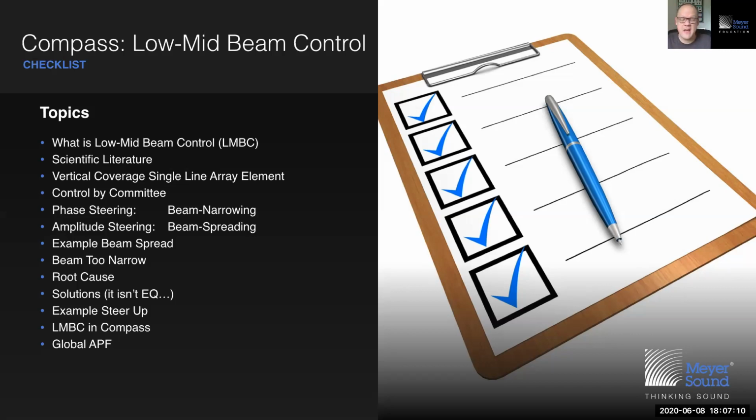Then once we've had our first encounter with LMBC, we're going to look at an example of a steer up application. And then finally, once we've looked at what we can gain with LMBC, what we can achieve with LMBC, we'll finish with an exploration of how to actually set it up in Compass. And to finish, there is a function known as the global all-pass filter, and that is something that we'll discover at the last possible moment. So that's my checklist for today. I hope it will be as enjoyable to you as it is to me.